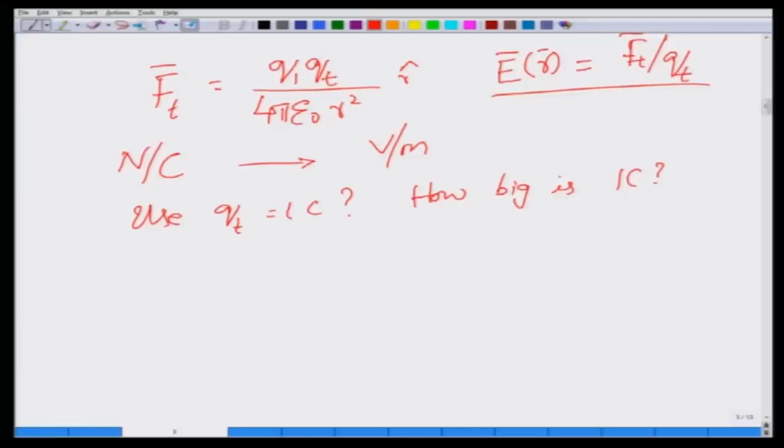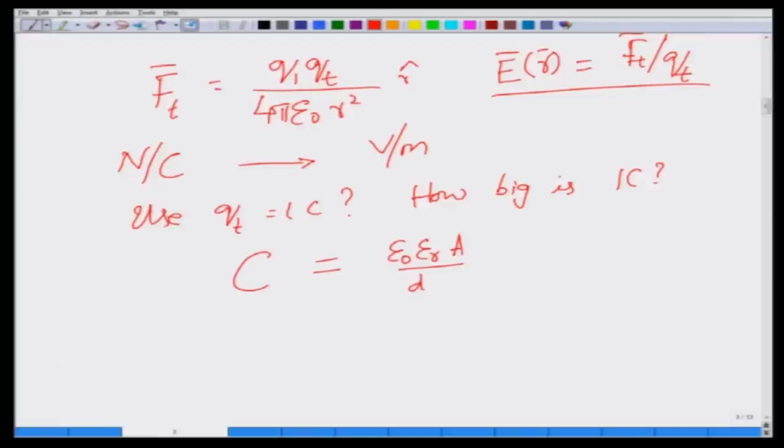To get an idea of how big 1 coulomb really is, I will use a formula that you are all hopefully familiar with, which is the formula for a capacitor. The capacitance of a parallel plate capacitor is given by epsilon 0 epsilon r A by d, where d is the separation between the two parallel plates and A is the area of the plate.